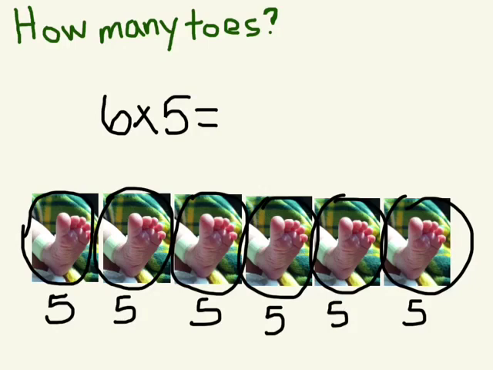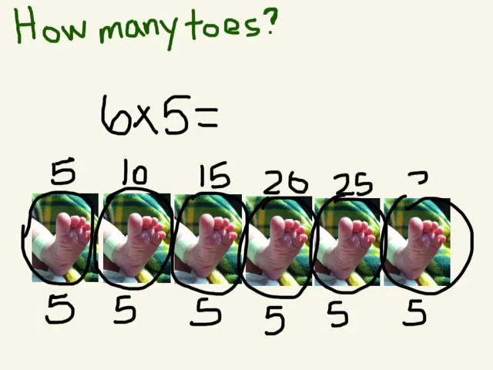Okay. We see that there is 1, 2, 3, 4, 5, 6 groups. And if we do our 5 count bys, let's double check the answer that you got. I'll write them as you count by 5s on your finger 6 times. 5, 10, 15, 20, 25, 30. So 6 groups of 5 equals 30. Nice job.